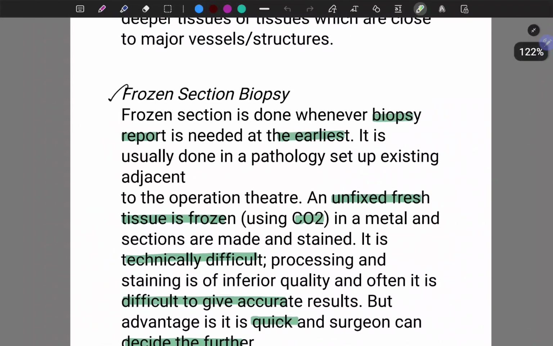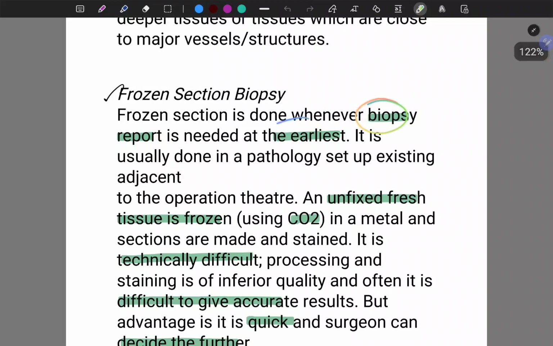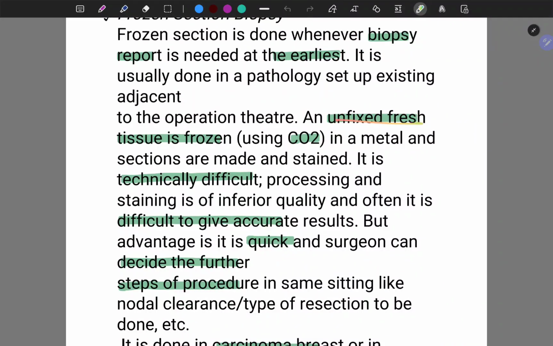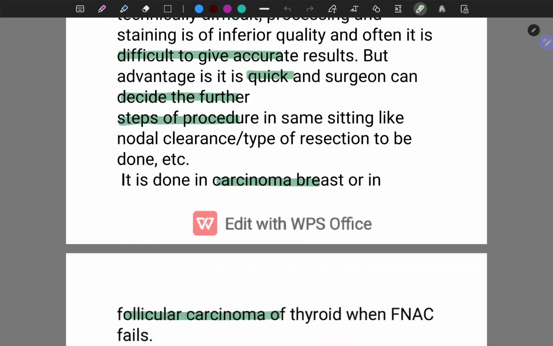Frozen section biopsy is done whenever biopsy report is needed at the earliest. So unfixed fresh tissue is frozen. It is technically difficult. Often it is difficult to give accurate results, but the advantage is it is quick and the surgeon can decide further steps of the procedure.